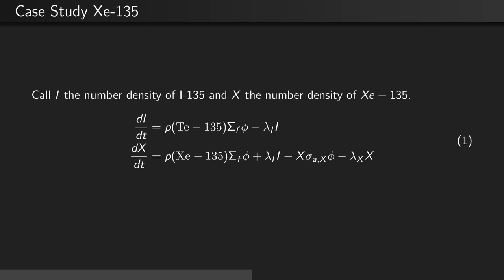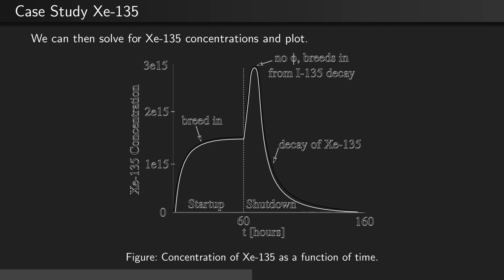Let's denote I as the number density of iodine-135 and X as the number density of xenon-135. We see this very similar set of differential equations for the iodine and xenon concentrations. Solving for xenon-135, we can see the following behavior.